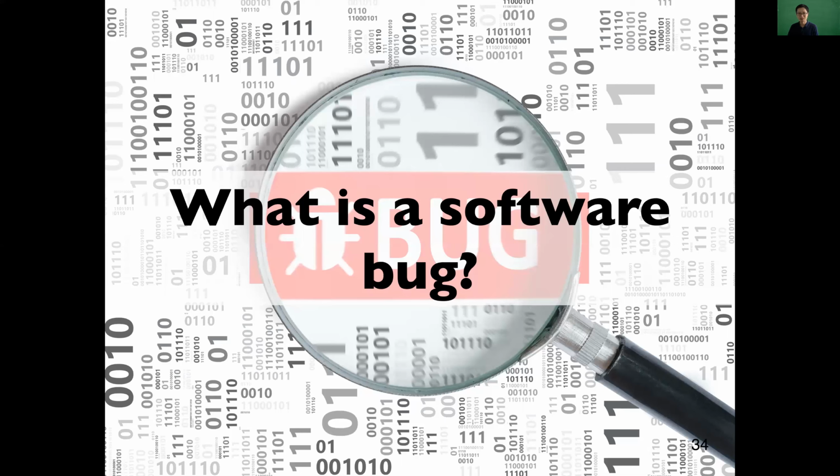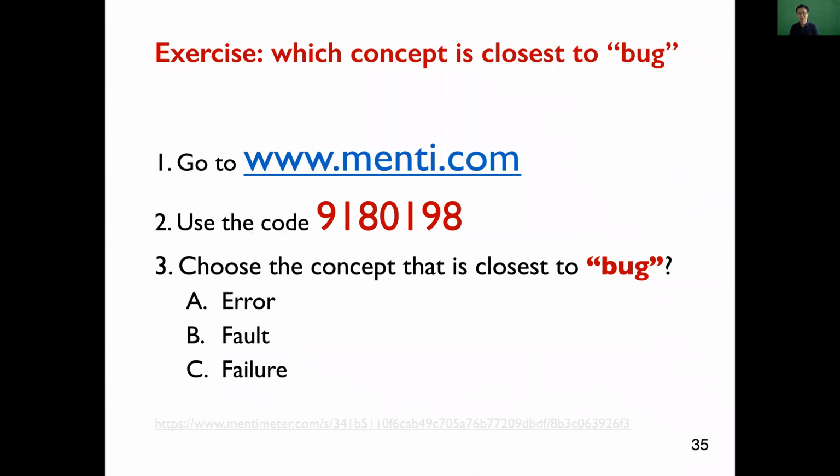Let's first do an exercise. In this exercise, I ask the students to choose the closest concept of the term bug. We have 3 choices. The first choice, error. Second choice is fault. Third choice is failure.